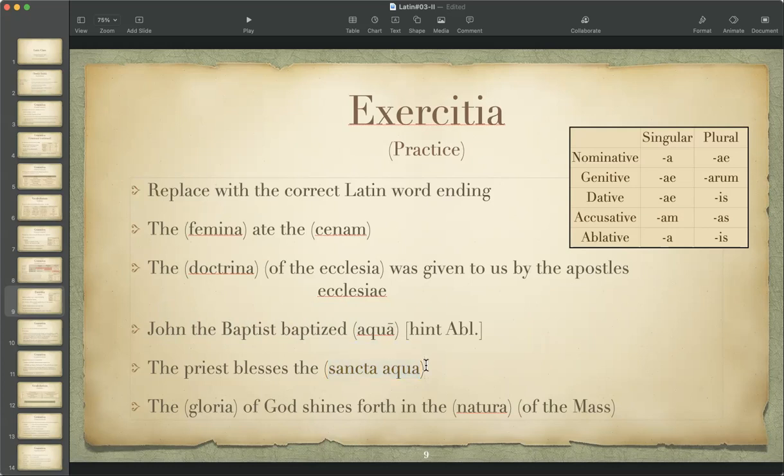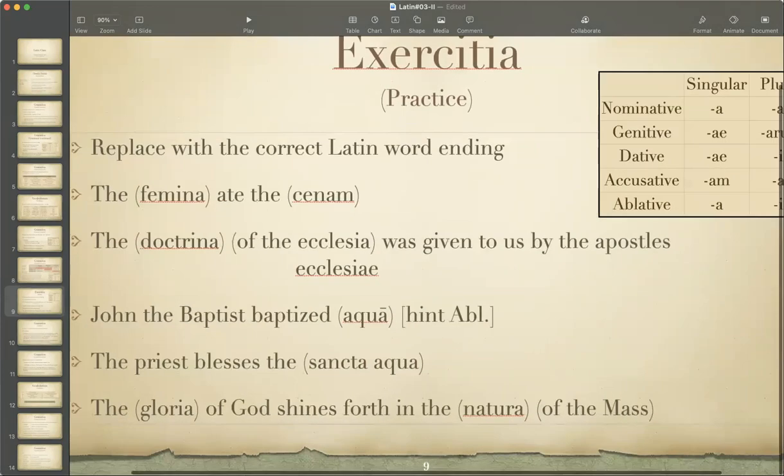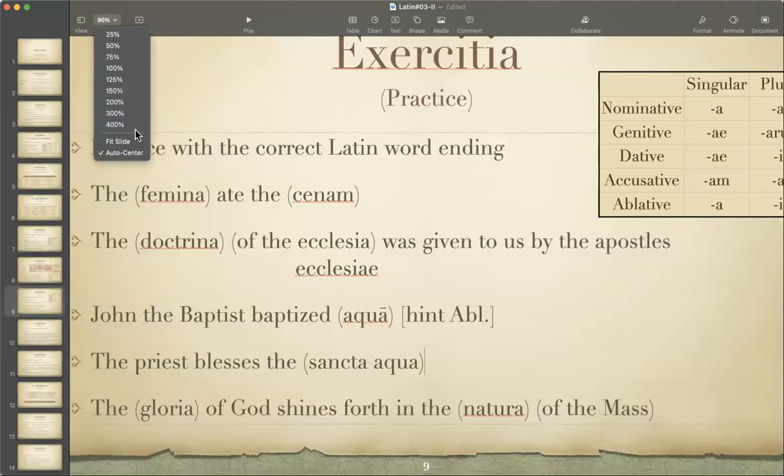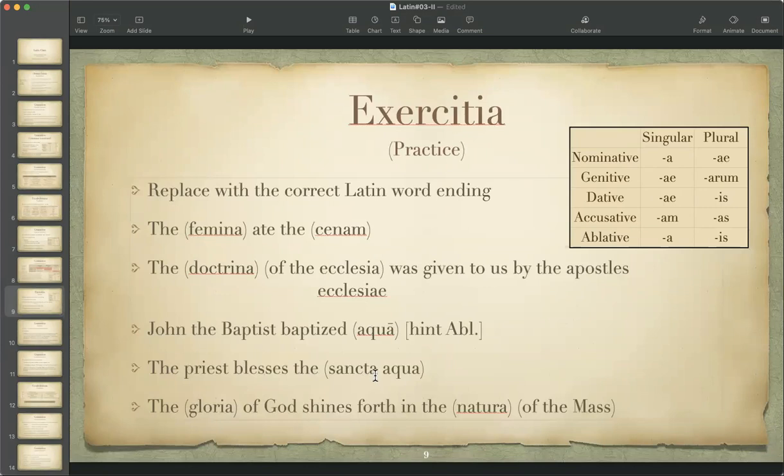The priest blesses the sancta aqua. So sancta will have the same ending that aqua does. Yes, it will. Any takers other than Alex? Ablative. That is correct. So we want, oh, I'm sorry. Did you say ablative? Oh, sorry. I meant accusative. Yeah. That's what I meant. Sanctam aquam. Yeah. The holy water.